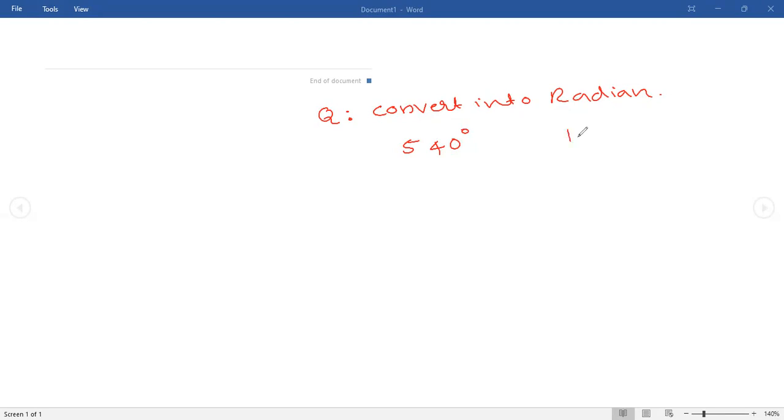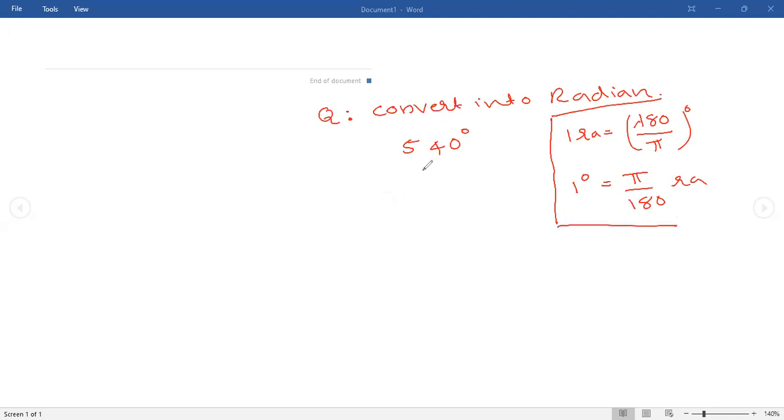You know very well, 1 radian is equal to 180 divided by pi degree, and 1 degree is equal to pi divided by 180 radian. Okay, keep this in mind. And how can we convert 540 degree into radian? 540 degree can be converted into radian by 540 into pi divided by 180.